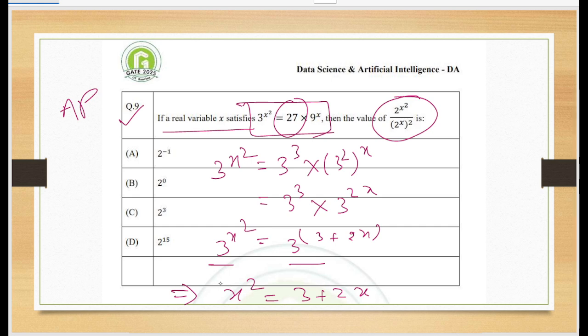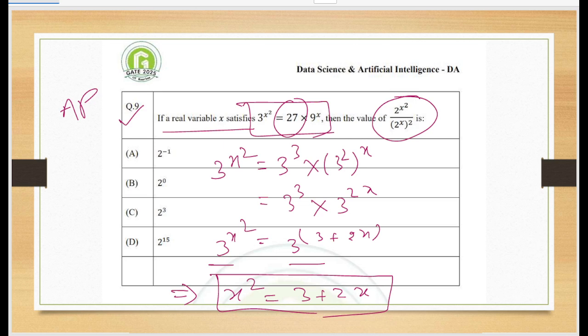See, here is the trap. If you simplify further in terms of x, this may increase your effort. So what we will do here is put this value of x square in the power of x square. So now let's put this value.